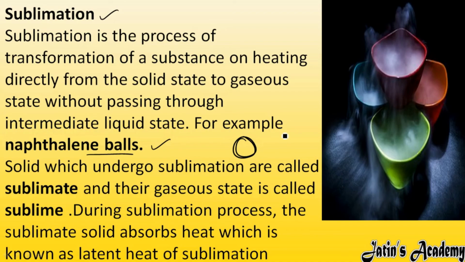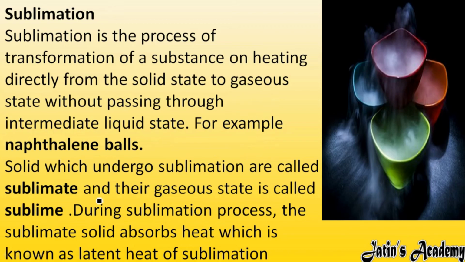Those balls are going to take heat from the surroundings, and by taking the heat from the surroundings, they convert directly from solid to the vapor form. Next, we have the definition of sublimate and sublime. So what do you mean by sublimate? A solid which undergoes sublimation, like the solid naphthalene ball, is a sublimate, and the gaseous form of that sublimate is a sublime.